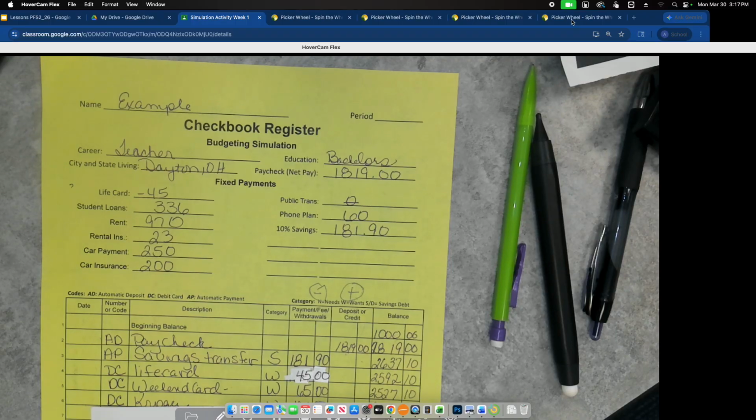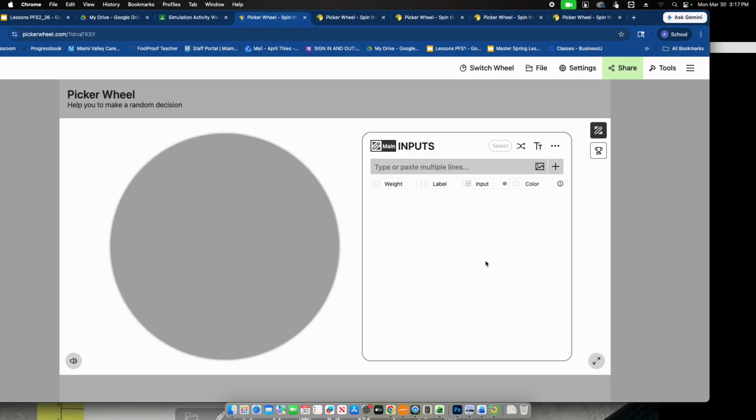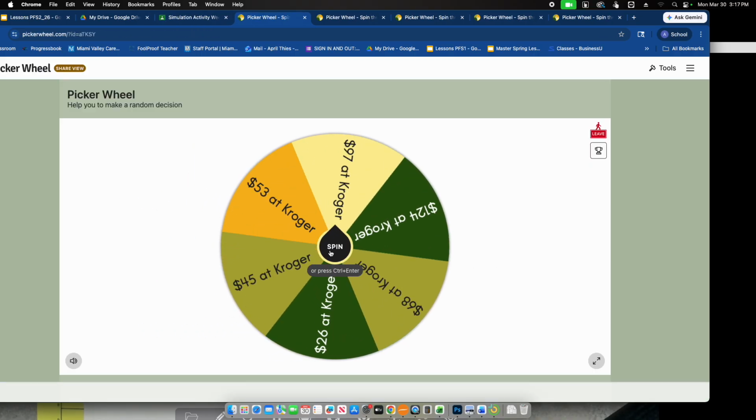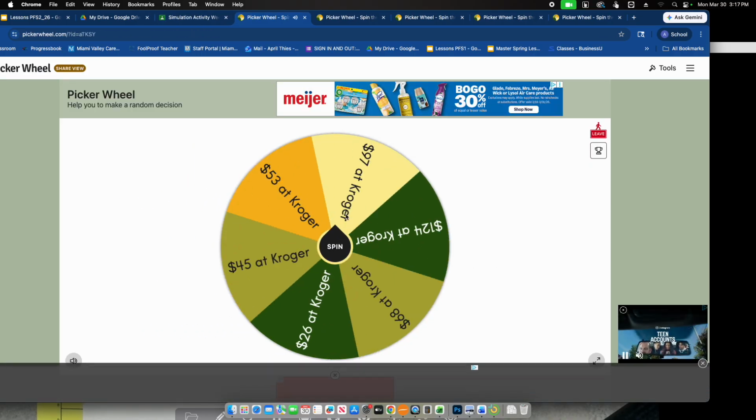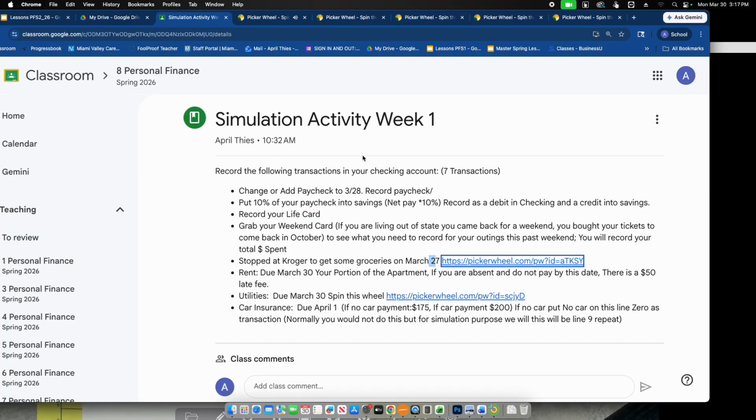Then we are going to go down, and again, this is just following instructions. We are going to go down to our Kroger. It says stopped at Kroger to get some groceries on March 27th or whatever the date is. There are going to be different dates. So put the dates that are asked for in here, and you're going to click on this and spin, and whatever pops up, that's how much you spent at Kroger. Don't go picking the lowest one, okay? Do whatever it says. Then you're going to record your rent.